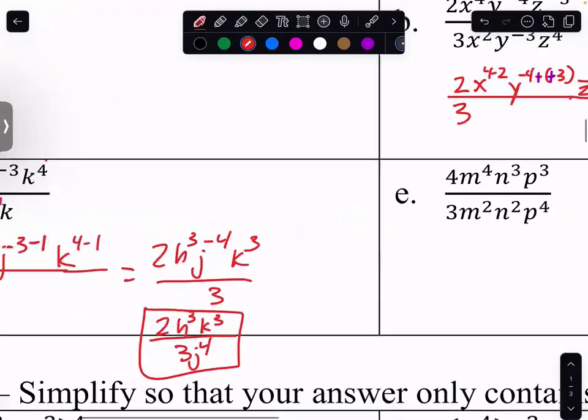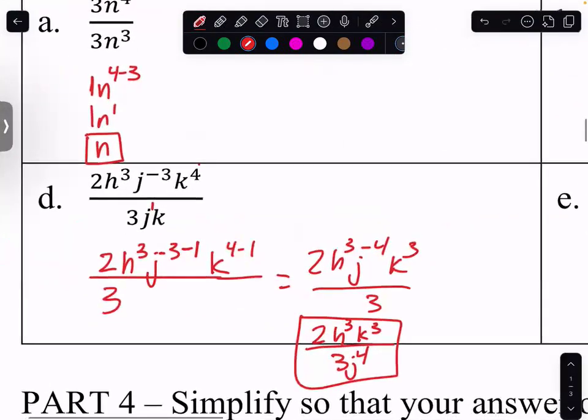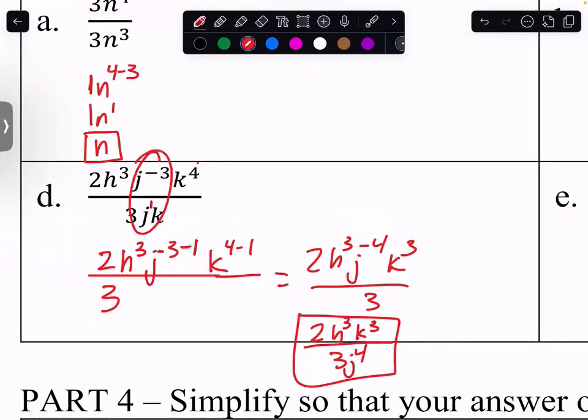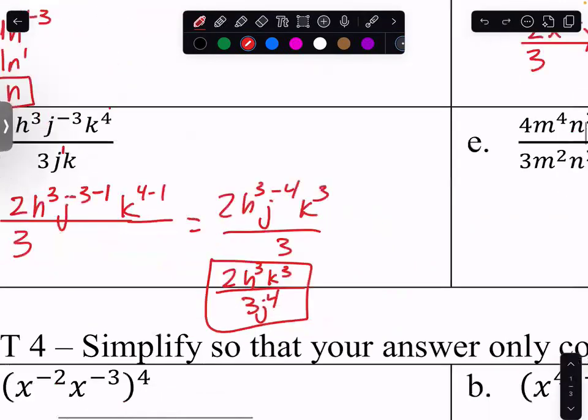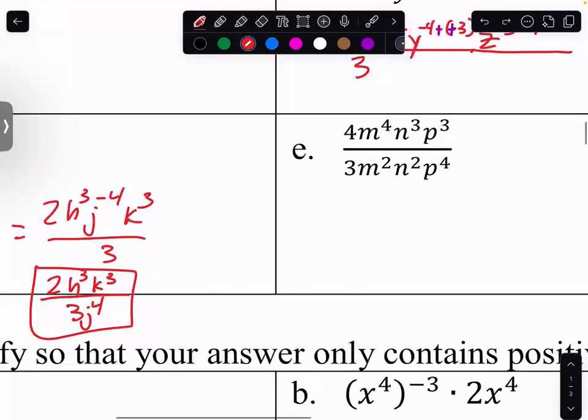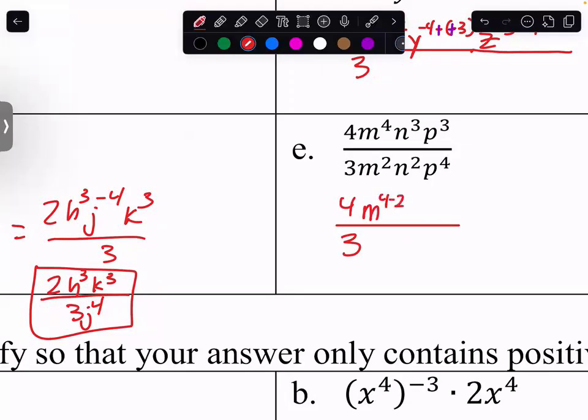Okay, again, there's multiple ways to do these problems. Like some of you, instead of subtracting these, you may have moved this j down and then combined it with that j. Yeah, there's many different orders you could get the right answer. Okay, here, 4 and the 3 have no common factors besides 1. We'll subtract the m exponents, the n exponents, the p exponents.